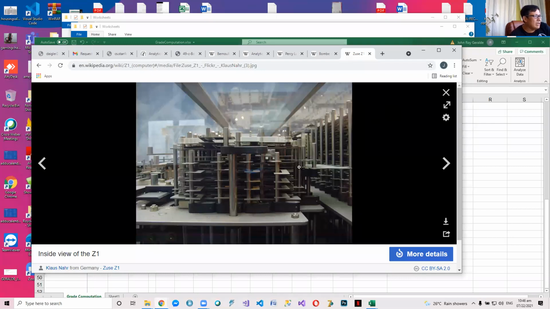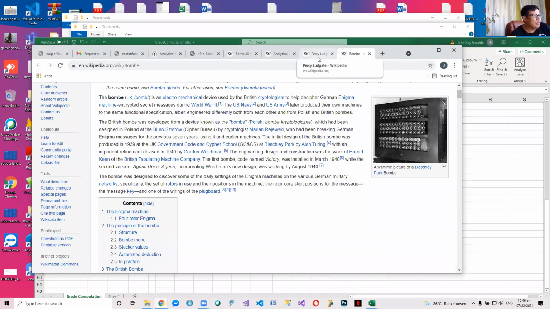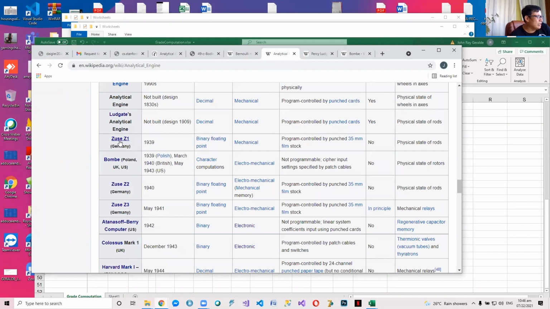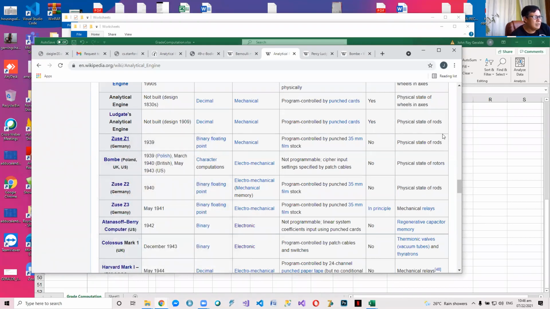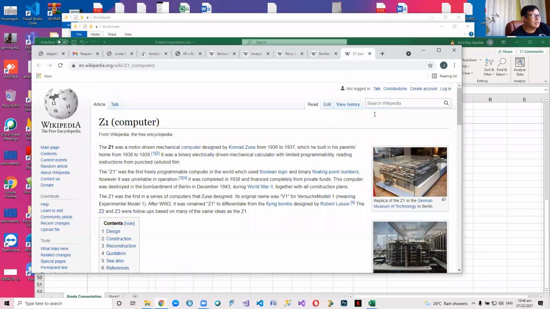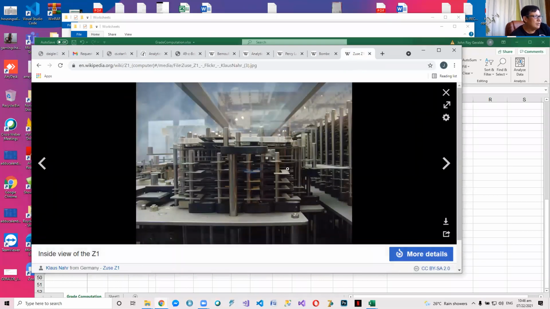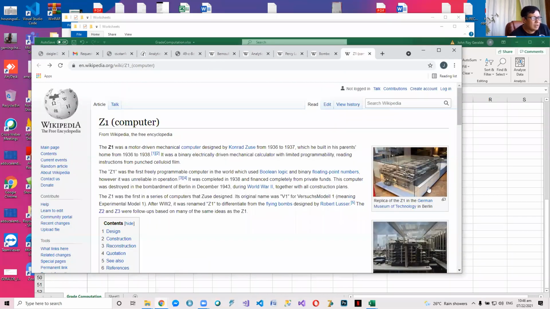Now, instead of rotating gears, it uses rods, iron rods. Do you follow? That's the main difference between the Z1 by Konrad Zuse and the analytical engine by Charles Babbage. Physical state of rods. That's why it's like this. Kaya ganon. Masyadong maraming rods. This is the Z1. Okay.